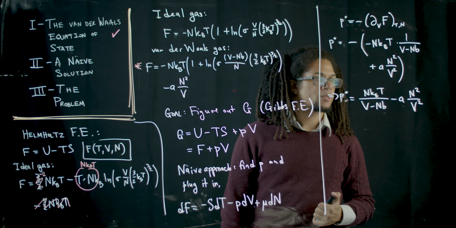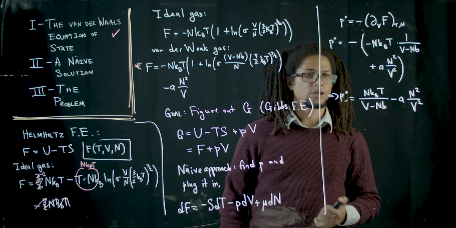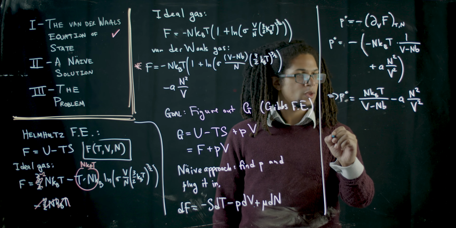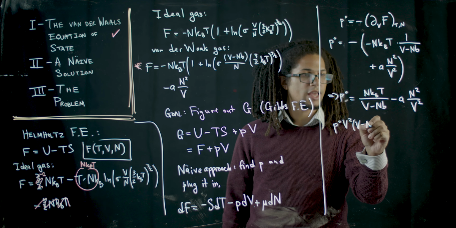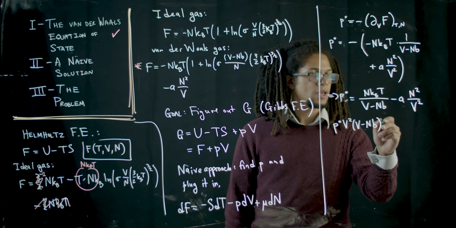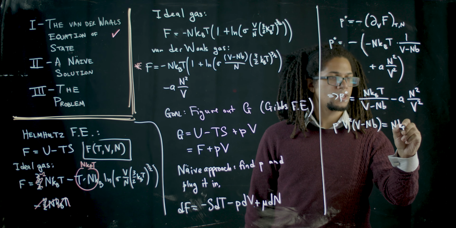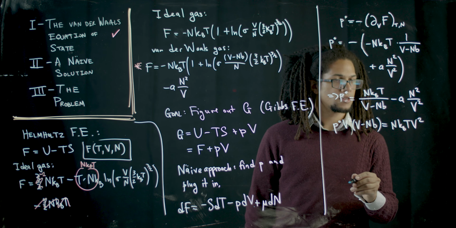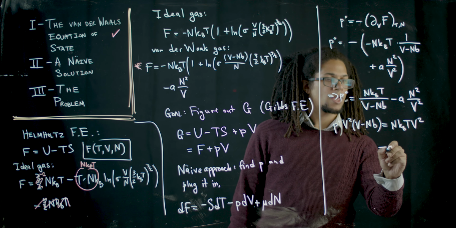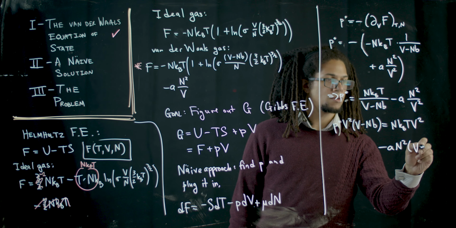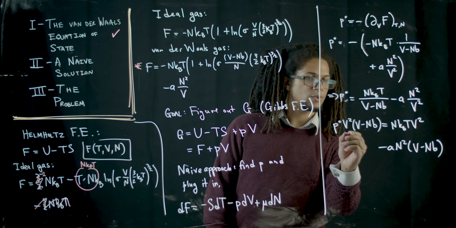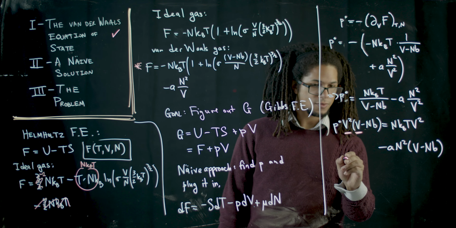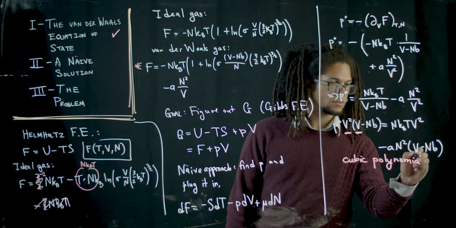I think a pretty reasonable thing to do would be to clear denominators here. So let's do it. Then we'll get P naught times V squared times V minus N b is equal to N k_B T times V squared minus a N squared times V minus N b. And notice that because we have a V squared multiplied by V here, this is a cubic polynomial equation.